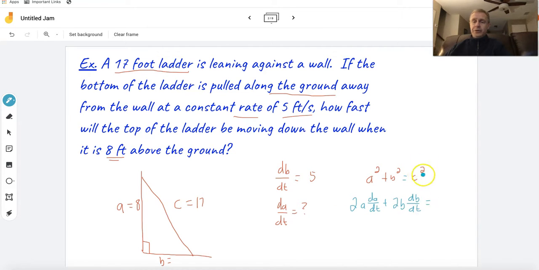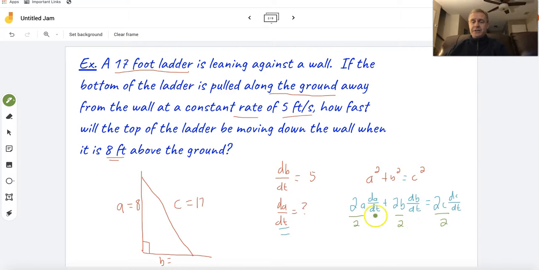And then this should equal the derivative of c squared with respect to time, and that would be 2c dc dt. All right, so now we've derived this here, and we can start trying to solve for the particular rate, which is this rate dA dt, which is right over here. But to help with solving this equation, because every term has a 2 in it, I'm just going to divide through by 2.